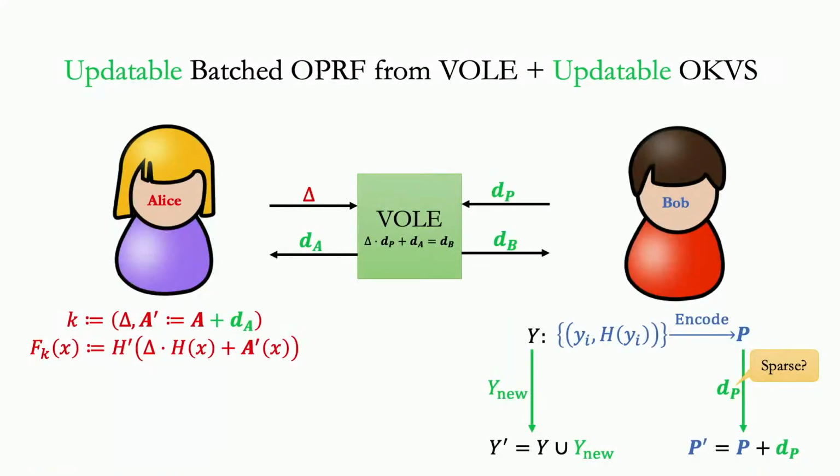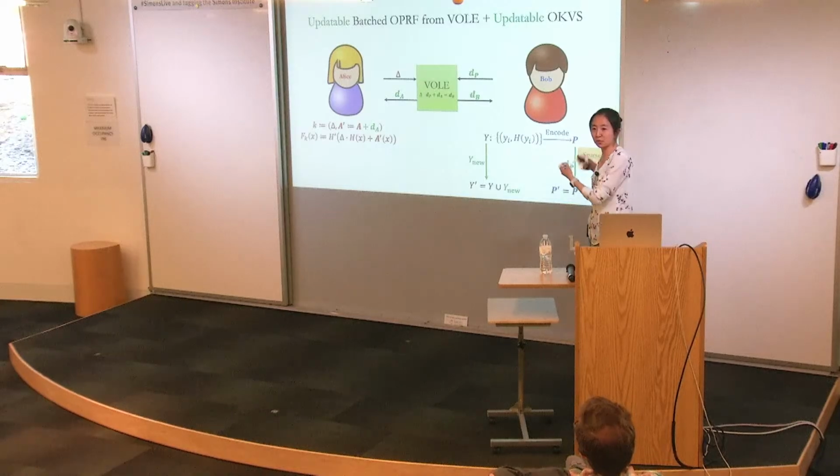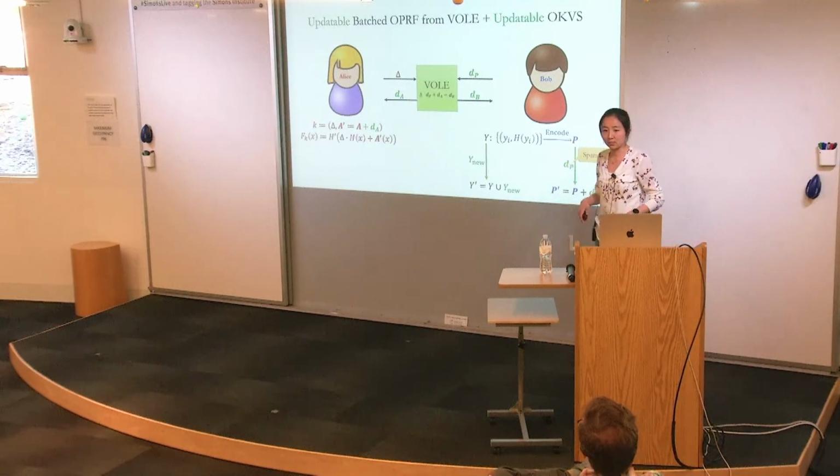Yeah, it's just a linear map. It doesn't have to be a polynomial. There are other constructions of OKVS and so on. I'm just using polynomial as an example.